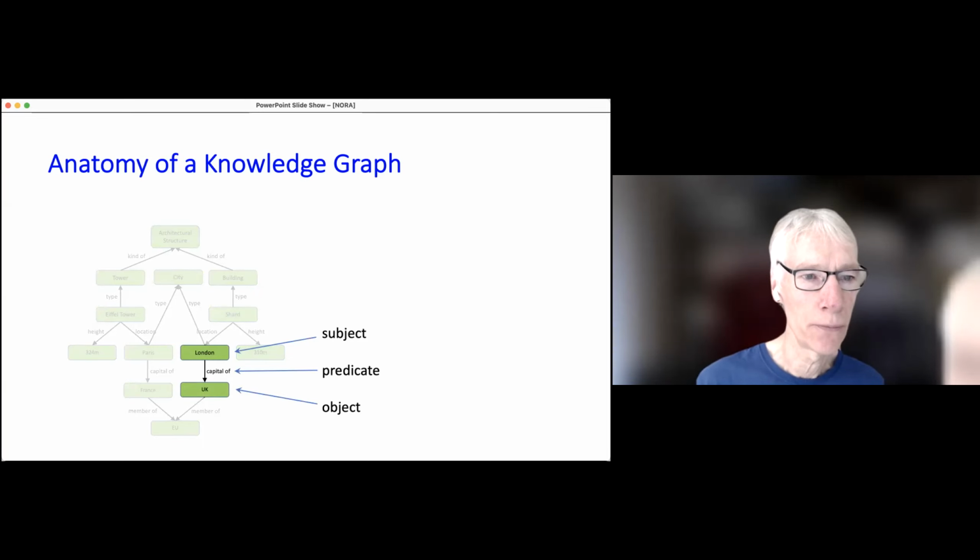In RDF, a single edge with the entity or value at either end of the edge is called a triple. And the source entity is called the subject. The edge label is called the predicate, and the target entity is called the object. So that's in RDF.